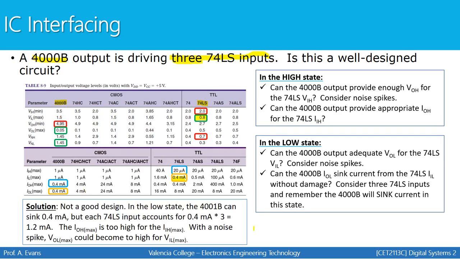The conclusion here is that this is not a good design. In the low state, we can see that the 4000B can sink only 0.4 milliamps, but 1.2 milliamps will be supplied. We also can see that with a noise spike, the low-level output voltage would be too high for the low-level input voltage of the load.